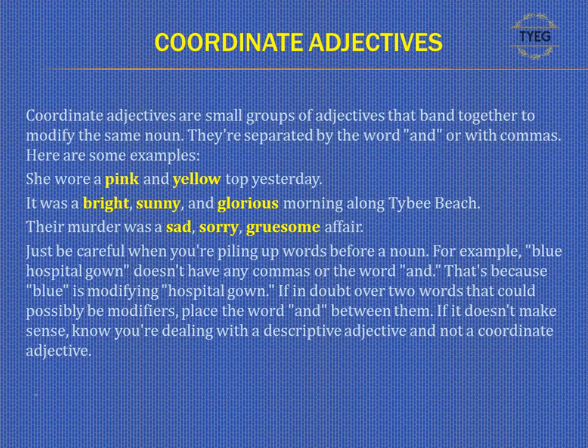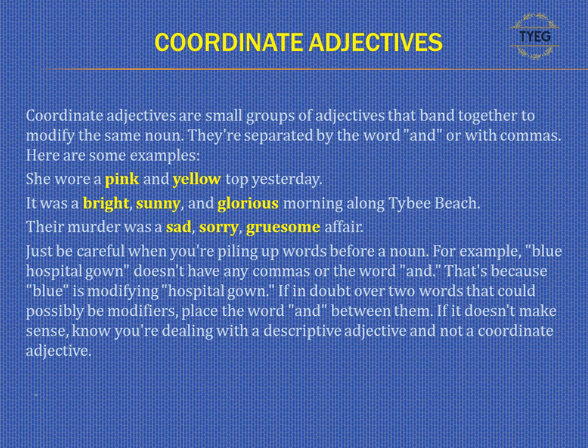Coordinate adjectives. Coordinate adjectives are small groups of adjectives that band together to modify the same noun. They're separated by the word and or with commas. Here are some examples. She wore a pink and yellow top yesterday. It was a bright, sunny, and glorious morning along Tybee Beach. Their murder was a sad, sorry, gruesome affair.